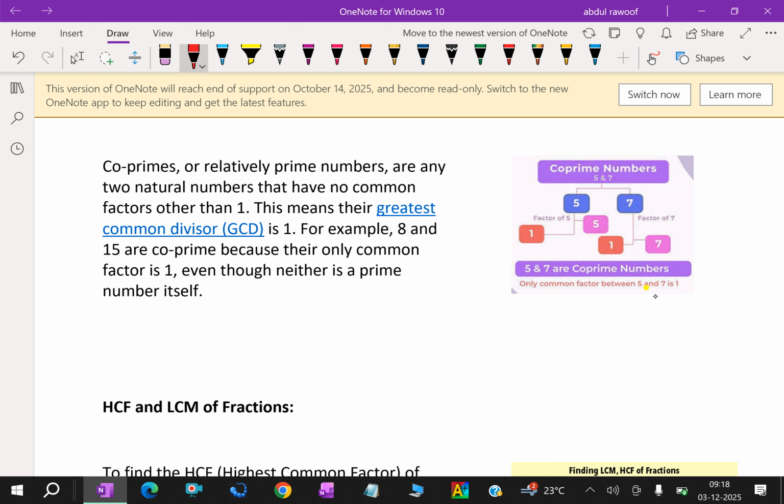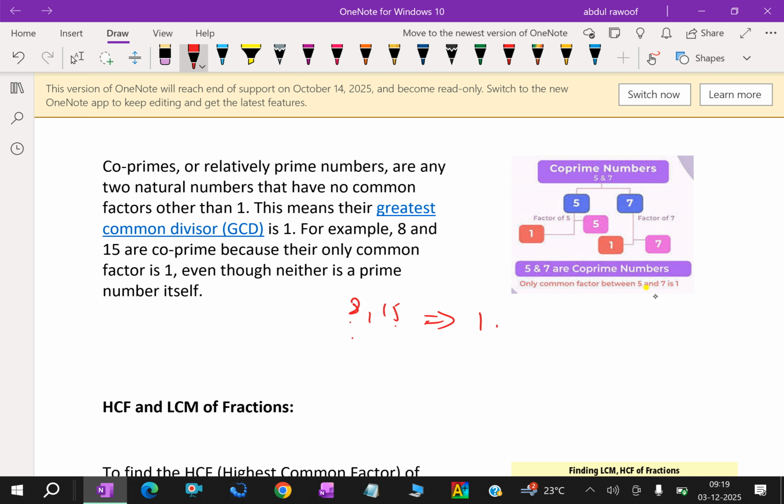For example, 8 and 15. The common factor of 8 and 15 is 1 only, because 8 is divisible by 2, but 15 is not. 15 is divisible by 3, but not 8. 8 is divisible by 4, but not 15. We have to find common factors, and there is no common factor other than 1. So we can say 8 and 15 are co-primes.